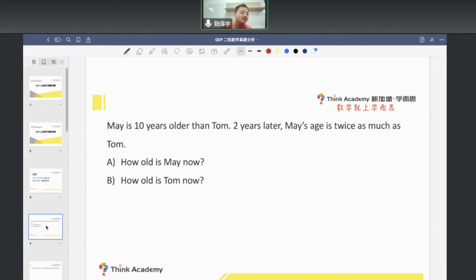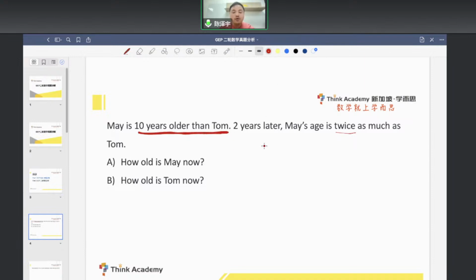Okay, let's look at the first question. May is 10 years older than Tom. 2 years later, May's age is twice as much as Tom's. How old is May and how old is Tom now? Let's go back to the question and analyze again. May's age is 10 years older than Tom.